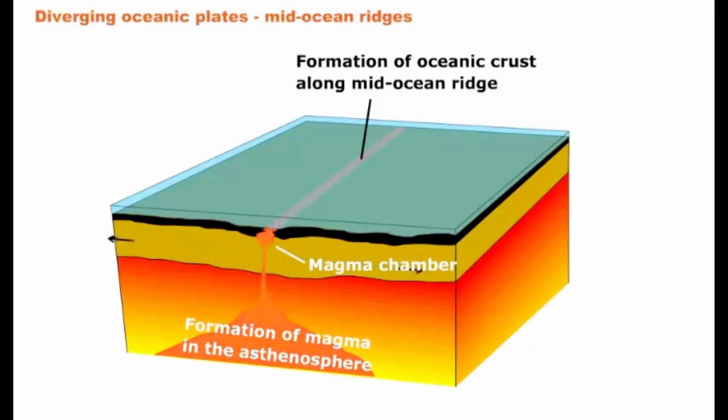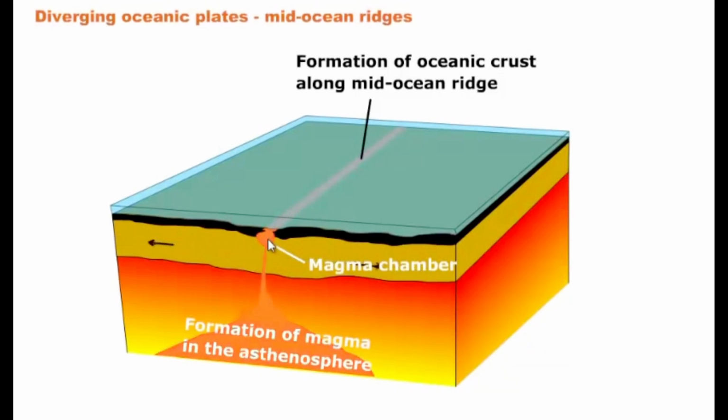Below the mid-ocean ridge, the asthenosphere occurs at a higher level than normal. See how it kind of pushes up here? Because of this, the material in the asthenosphere undergoes partial melting, resulting in the formation of basaltic magma here. So we get this magma chamber. After the formation, the magma moves upwards to a chamber that's positioned just below the surface.